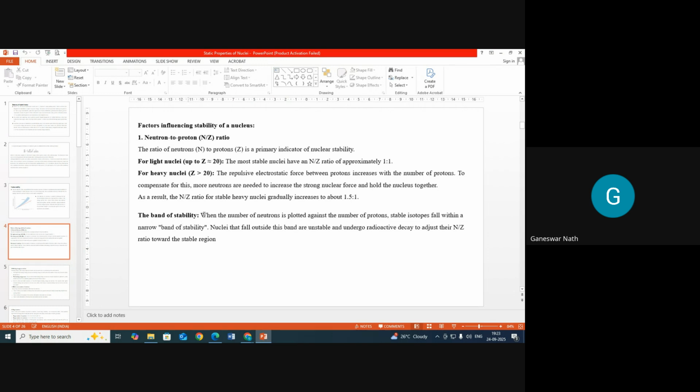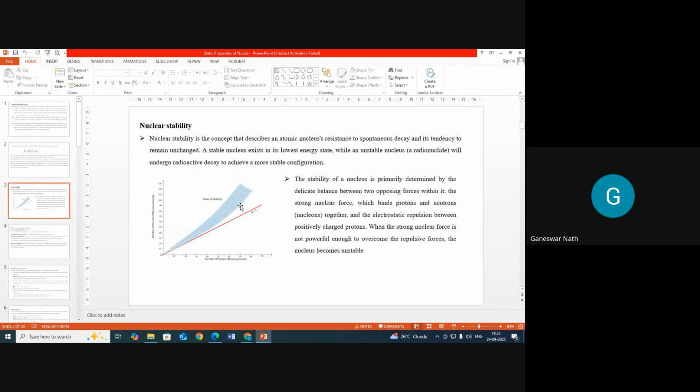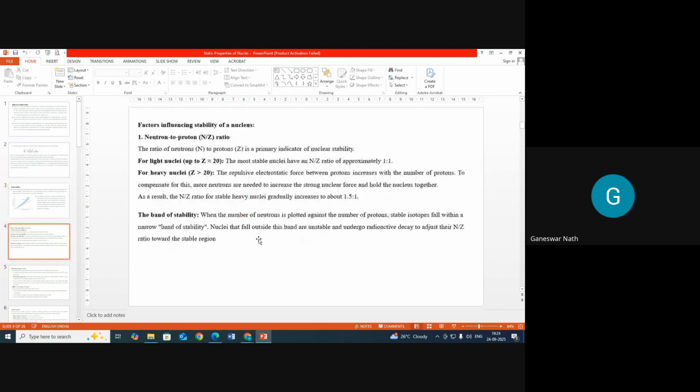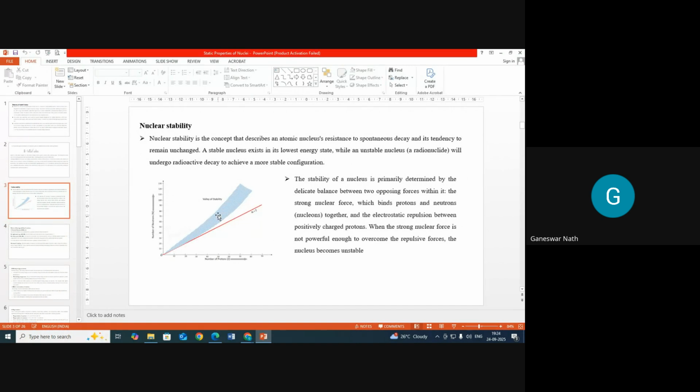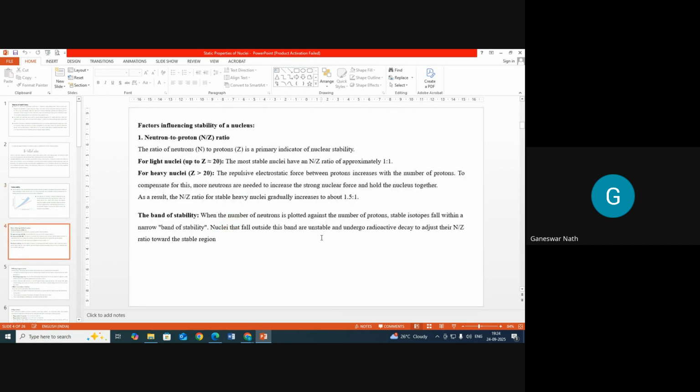The band of stability is what you find when the number of neutrons is plotted against the number of protons. In the graph that I showed earlier, the stable isotopes fall within a narrow band. You can see the stable nuclei fall within this narrow band here, and that is called the band of stability. The nuclei which fall outside the band are unstable and undergo radioactive decay to adjust their N by Z ratio towards the stable region.